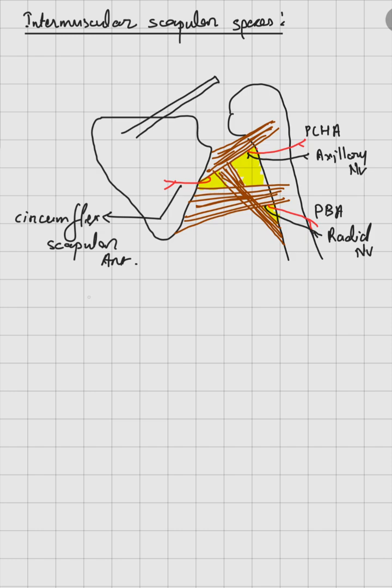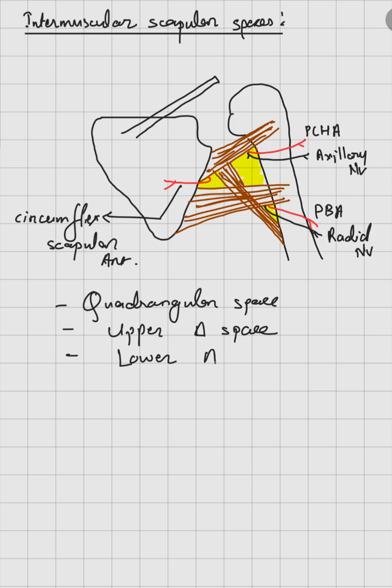So what we can see is the quadrangular space. We can see the upper triangular space, and we can also see the lower triangular space. So this is all about the intermuscular scapular spaces.